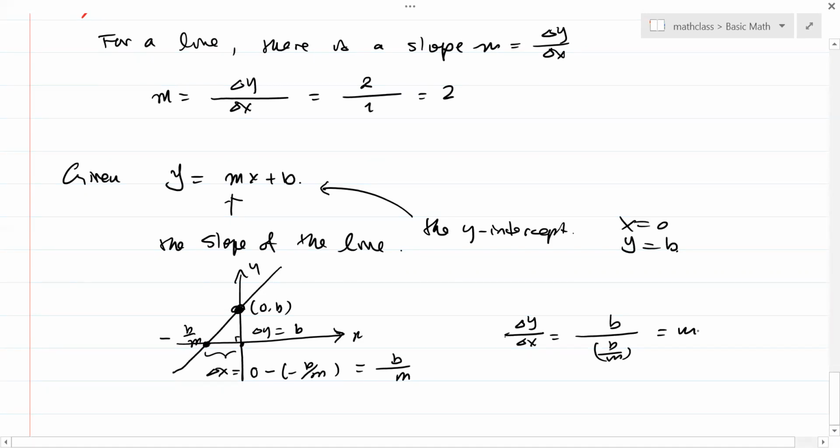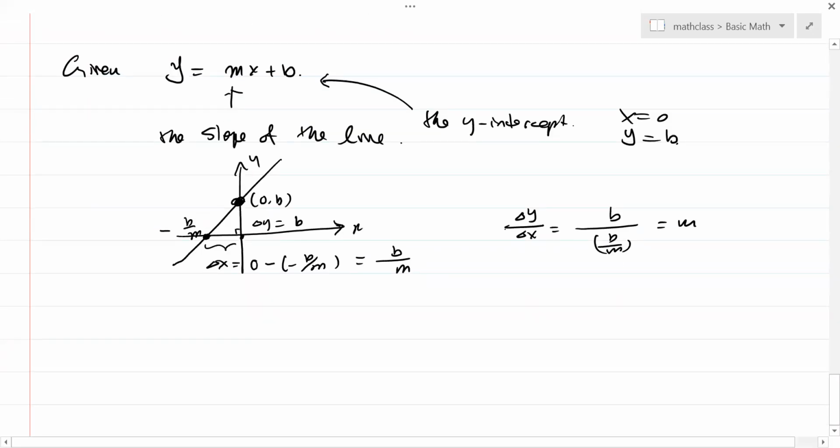That's the reason. So even if you are only given the equation, you can tell immediately what the slope is and what the y-intercept is. And conversely, given the slope and y-intercept, you can get the equation.